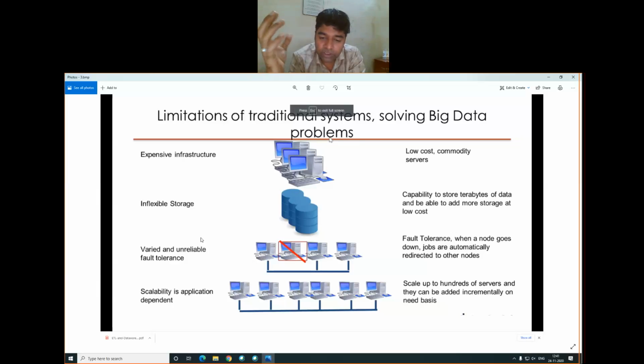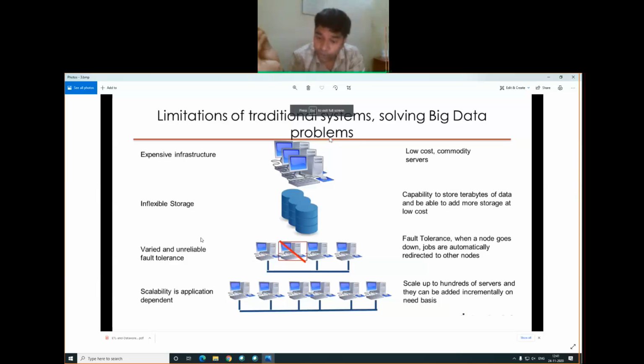We know that if one of the systems fails, then it will be a disaster, basically. Fault tolerance means that when a node goes down, jobs are automatically redirected to other nodes in Hadoop. This is not possible in the traditional system, while the Hadoop system handles fault tolerance very well. If one of the jobs fails, then that job is automatically redirected to another node, basically.